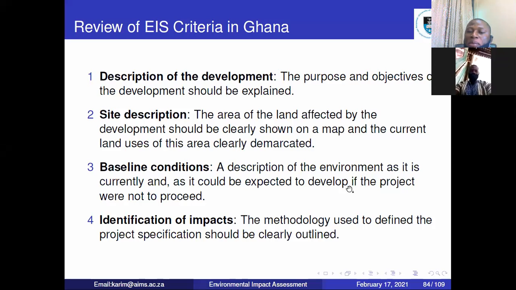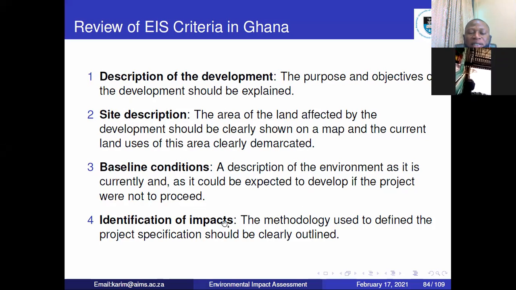Show the map and tell them what the land is being used for currently. What is the demarcated area? You have to demarcate where the site is. What are they using it for now? They have to know what they are using the site for before you can think of putting up the project there. The baseline conditions, they will look at them. How is the baseline condition before they will allow you to develop the project there?